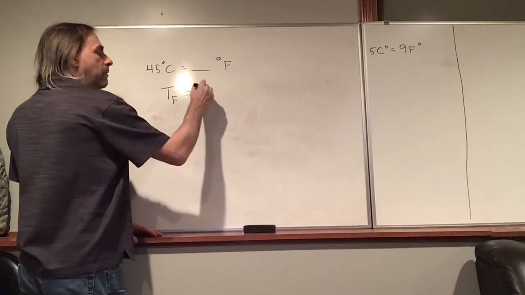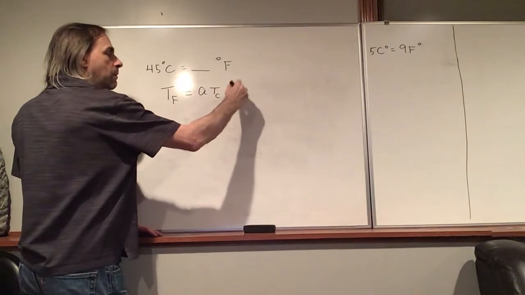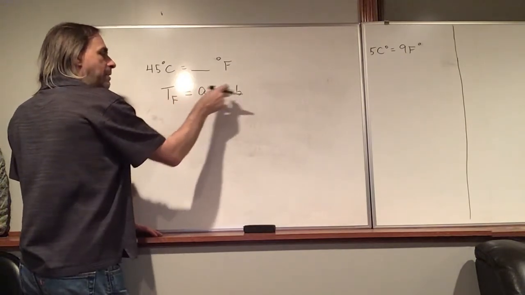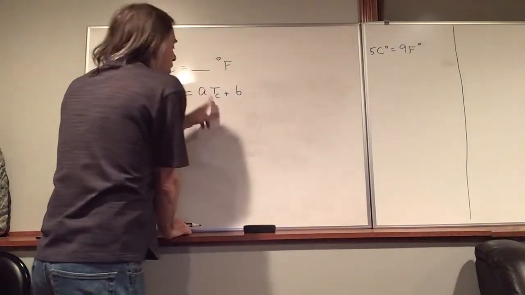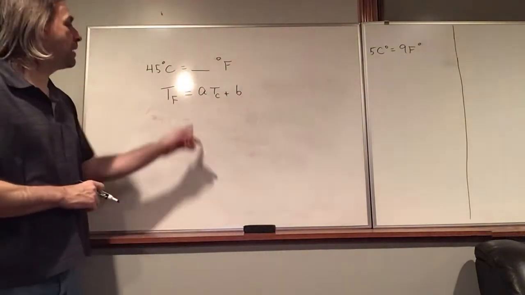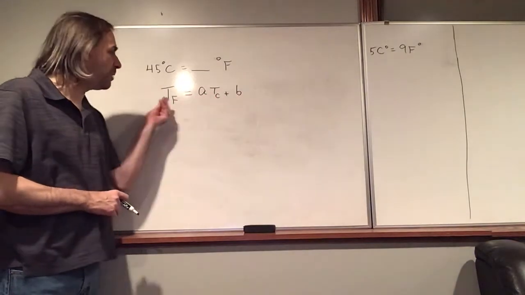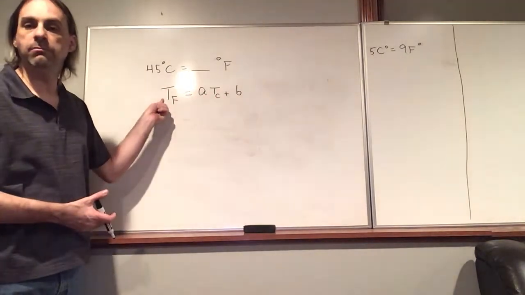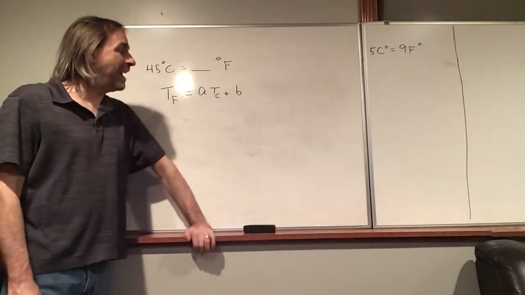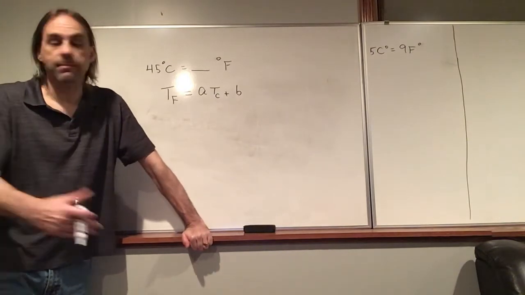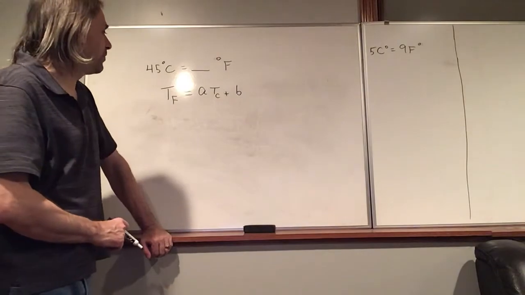So we can write it like this. T_F is A T_C plus B. Say we knew what A and B were, then we plug in like 45 degrees Celsius, multiply it by A, add B, and that'll give us our answer. So that's the idea. Now the goal is to find A and B. Now how do we do that? Well, there are some things that we know.